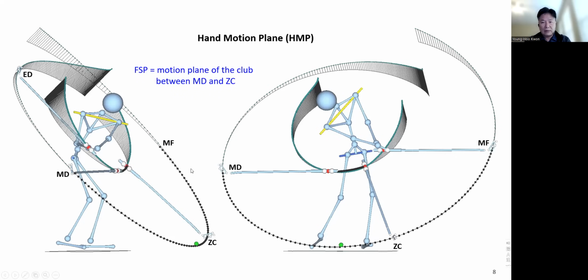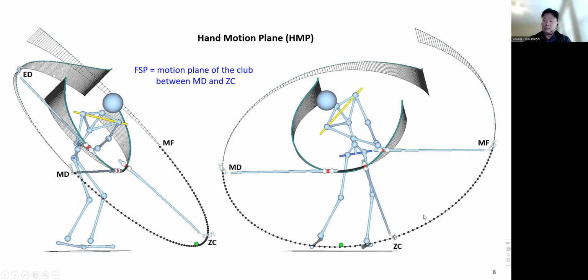And also one thing I want to attract your attention to is the hand position. So this is the early downswing, and the club head is not far from the swing plane. But as you can see here, the hands are deviated from the swing plane a bit more. And here, this is mid follow through. The club head should be on the functional swing plane, but the hand center is deviated from the functional swing plane quite a bit here. So in other words, the hand motion plane is steeper than the functional swing plane.